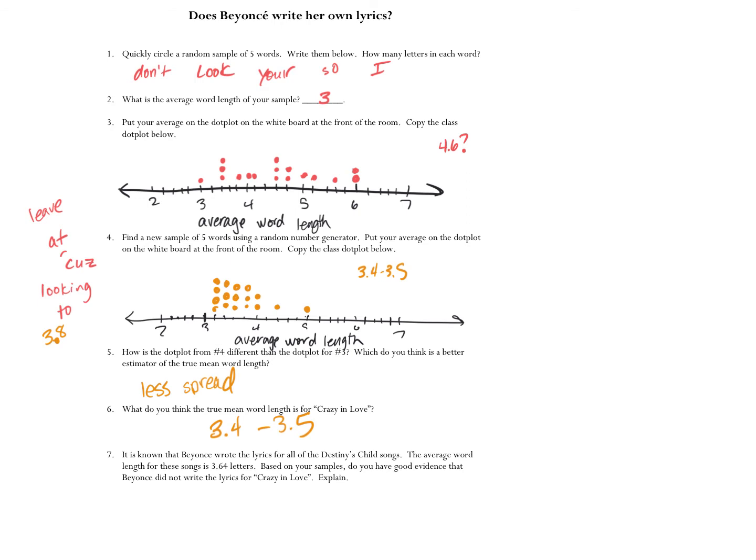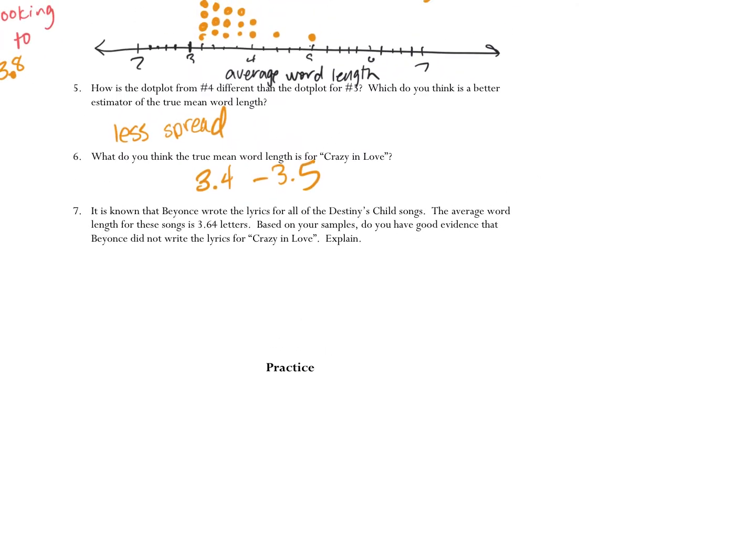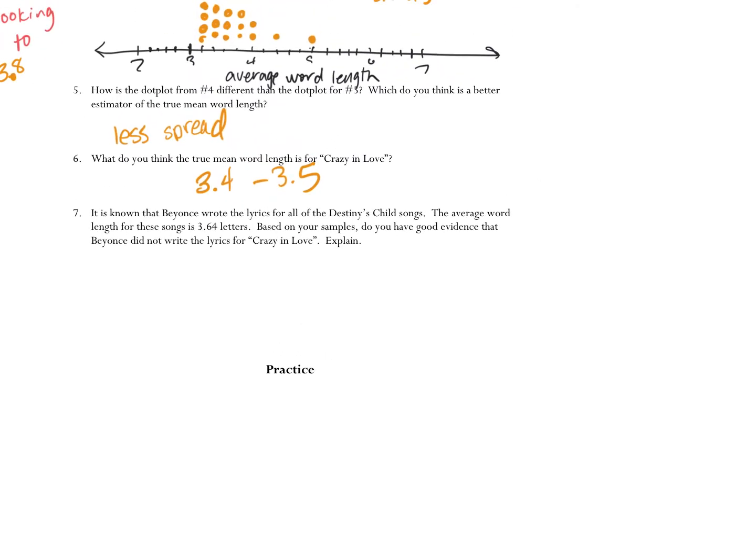Yeah. Okay. So, for Destiny's Child, the average song length for their songs was 3.64 letters. What do you guys think? Does Beyonce write all of her own songs? I would hope so. You could just look this up. Well, the whole idea behind this is, what if we were to suspect that Beyonce's website isn't correct? Oh, is she lying about this? Exactly.